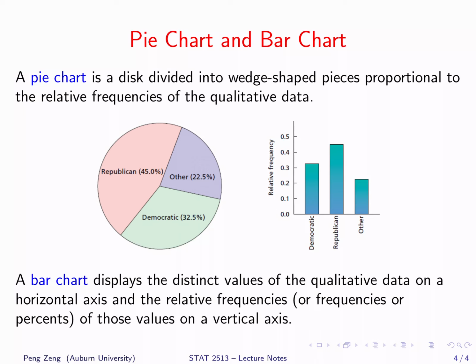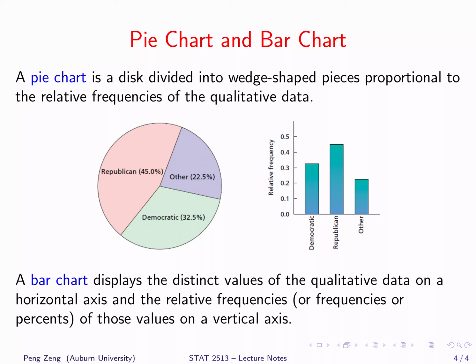A bar chart displays the distinct values of the qualitative data on a horizontal axis and the relative frequency or percent of those values on a vertical axis. According to what values are displayed on the vertical axis, we may have a frequency bar chart or a relative frequency bar chart. The graph here is a relative frequency bar chart. The three bars correspond to three categories. The height of the bar is proportional to the value of relative frequency.